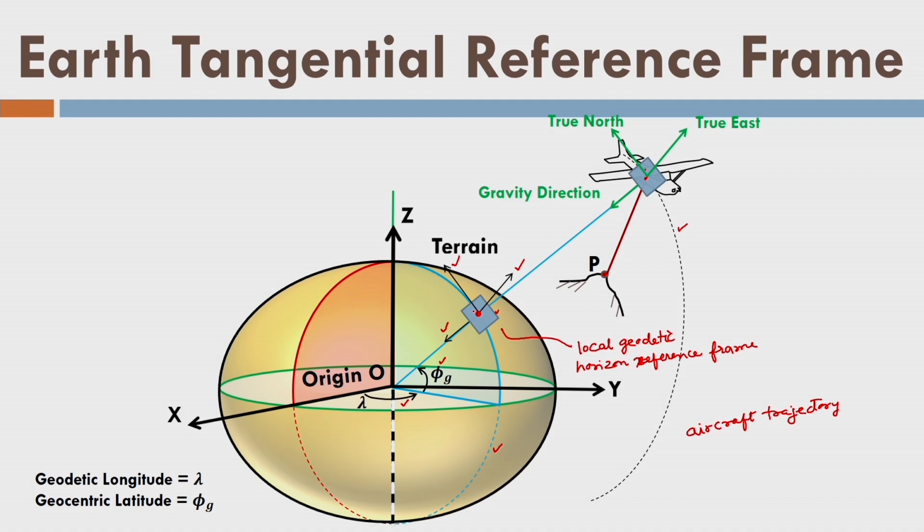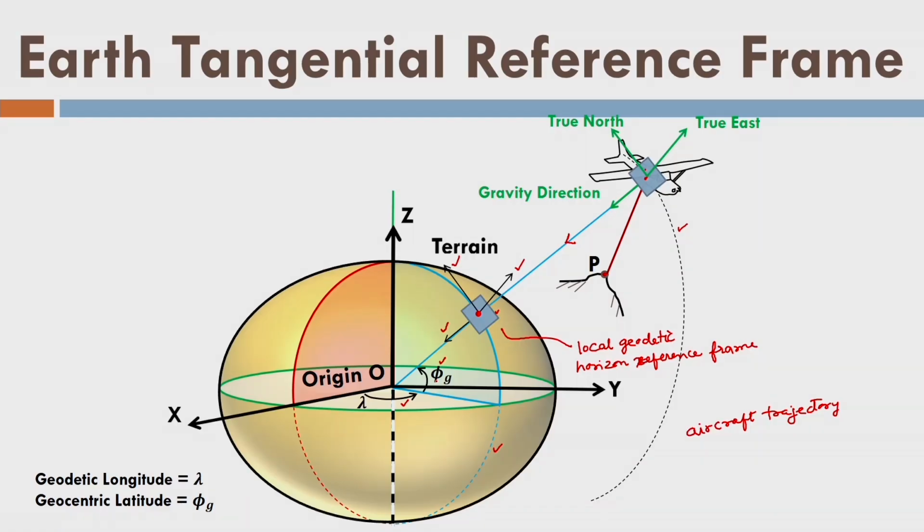Here we have taken an assumption that this direction is the gravity direction, but it is matching with the geocentric latitude. In most of the areas, this is a very fair assumption for the earth surface if we are using the WGS-84 coordinate system or ellipsoid. In certain areas, if this assumption is not fair, we should conduct some special study to find out the deviation between the gravity direction and this direction, which is indicated by the geocentric latitude. So this is the earth tangential reference frame.